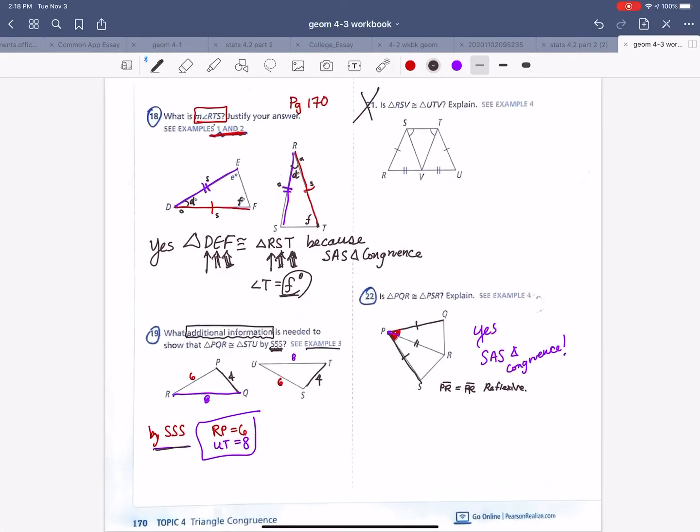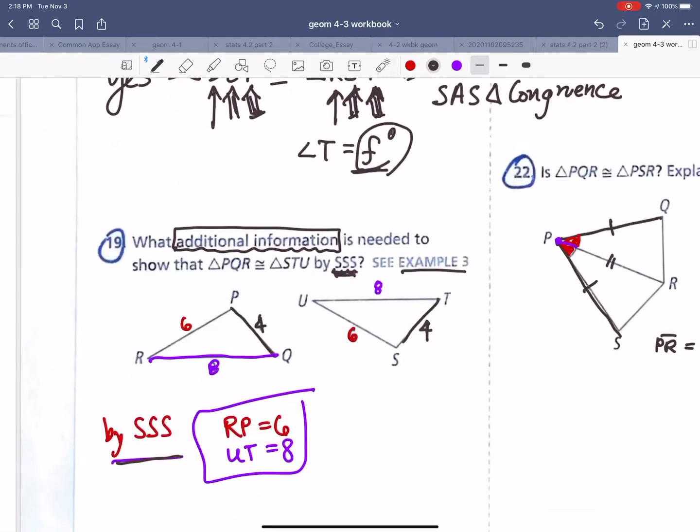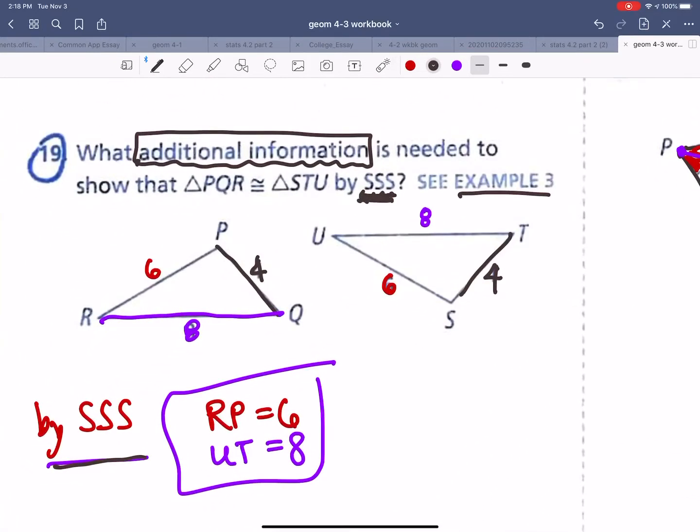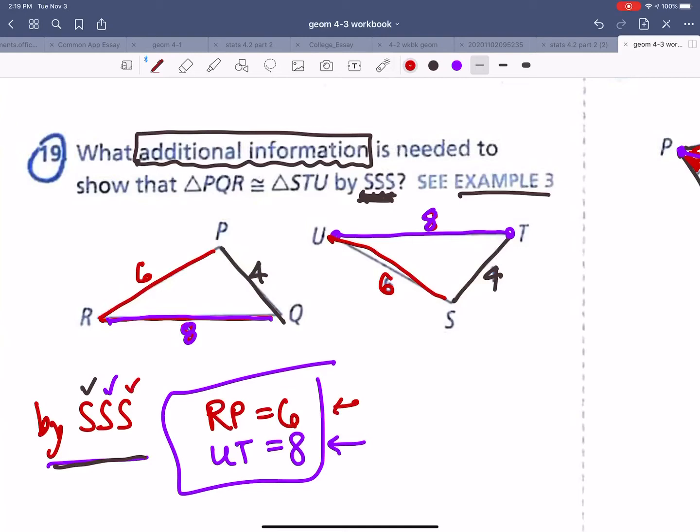Okay. And number 19, what additional piece of information would we need to show side, side, side? So again, if I erase it to see what I had, one side 4 matches one side 4, so that's one side, right? And then I need one side 8 to also have a matching side 8. Oh, I guess I did this one in purple. Okay, matching side 8. So I need UT to be 8 in order for it to be all 3 sides equal. And then this last side must have to be 6 because all 3 sides have to be equal. That's why we abbreviate it side, side, side.